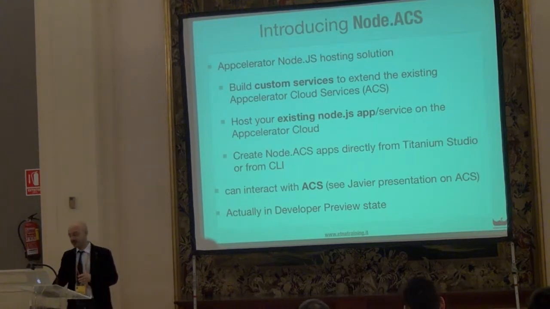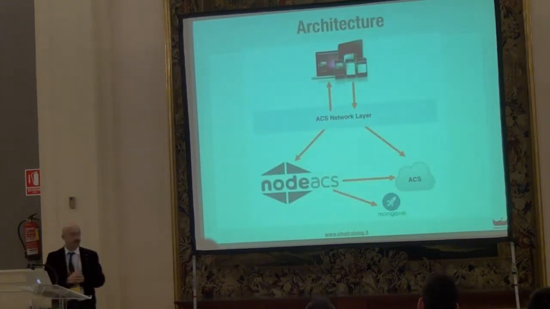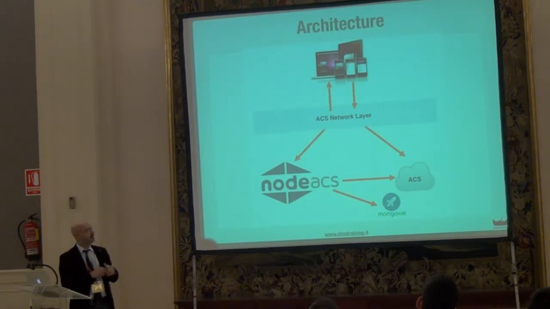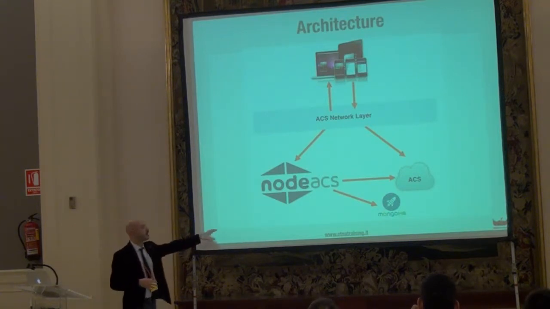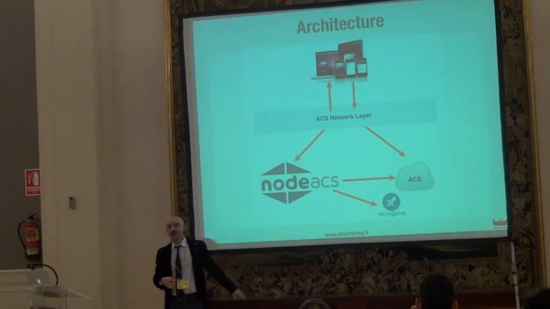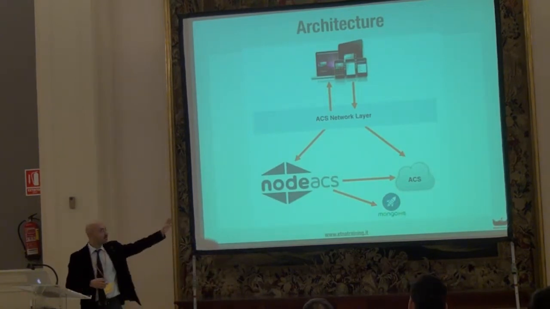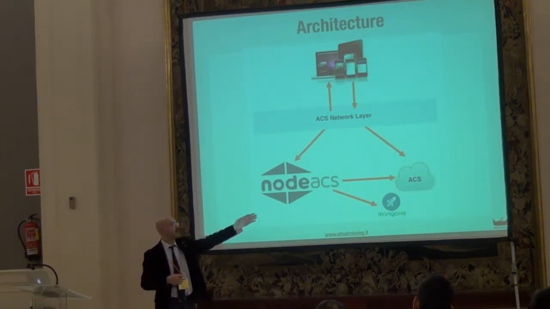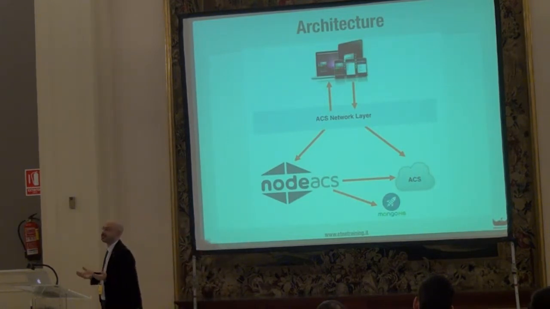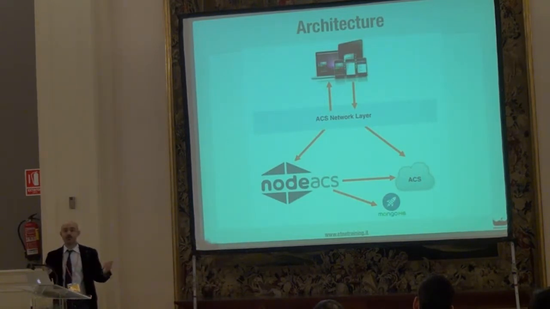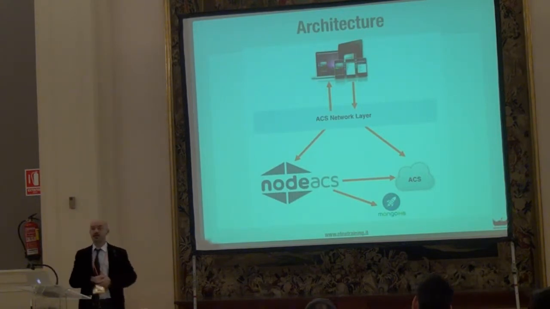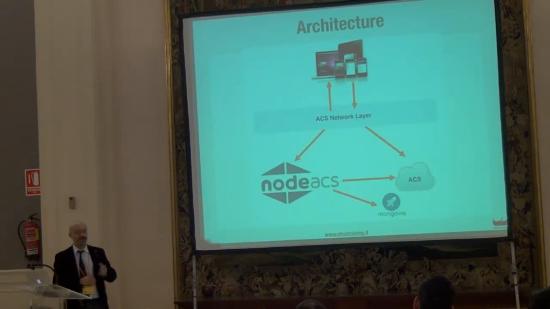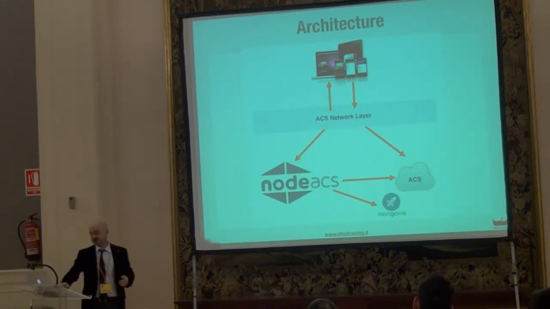So here's the architecture. We can call services both to the ACS standard web service, or you can build your own Node.ACS services that can talk on behalf of the user to ACS or even to external services. Maybe you're using Mongo. Mongo is very popular these days, so maybe you want to store your model with Mongoose and MongoHQ services, so you can use that.